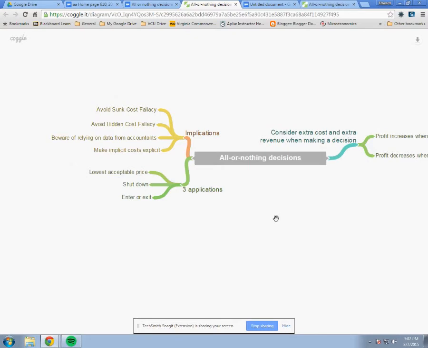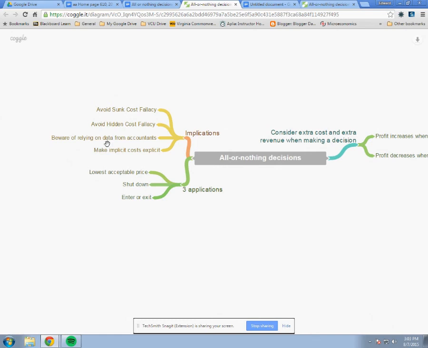This simple analysis has some important implications. First, you should avoid the sunk cost fallacy. Don't pay attention to costs or revenues that do not change with the decision. Second, avoid the hidden cost fallacy. Pay attention to every cost and every revenue that does change.